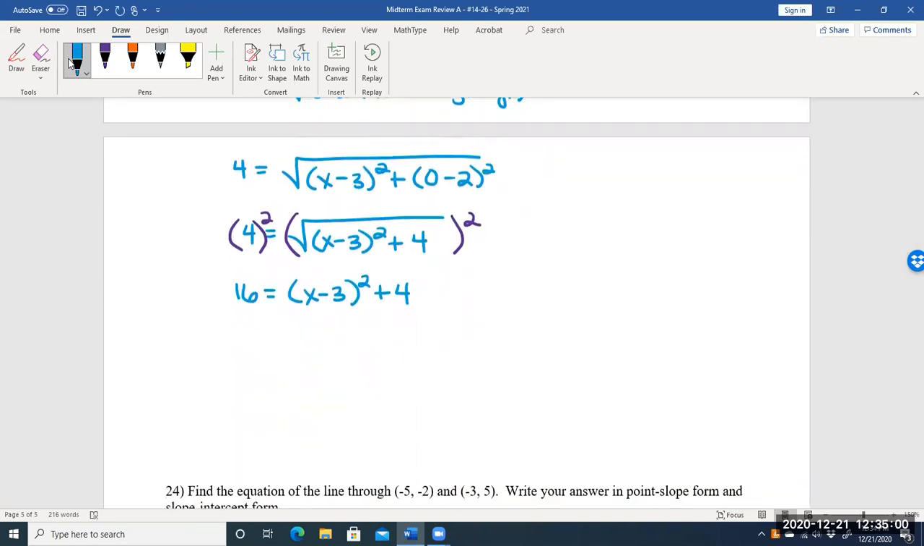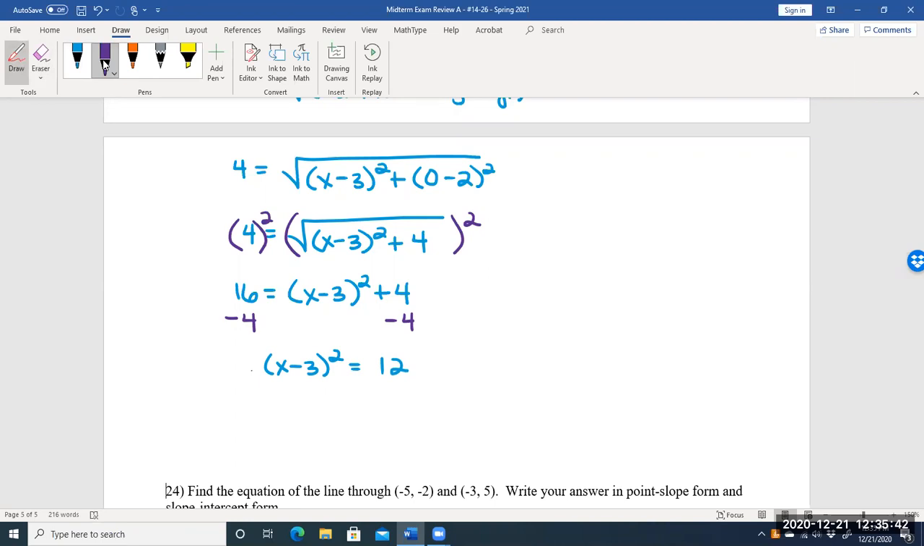Now at this step, sometimes students will expand, and they'll find what (x minus 3) quantity squared is. And you can do that. There's no problem with that. But if you do that, then the quadratic formula needs to be used, and that's okay. I like to keep it in factored form like this because then I'm able to use the square root property to solve, and I feel like it is a little bit quicker. So I'm going to subtract 4 from both sides to get (x minus 3) quantity squared equals 12. And then I'm going to use the square root property.